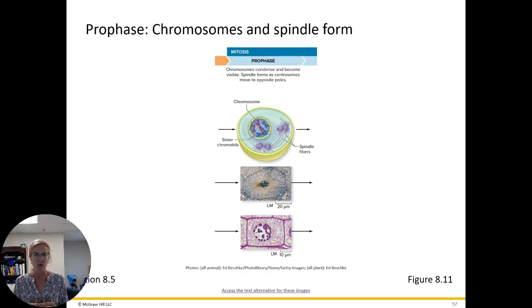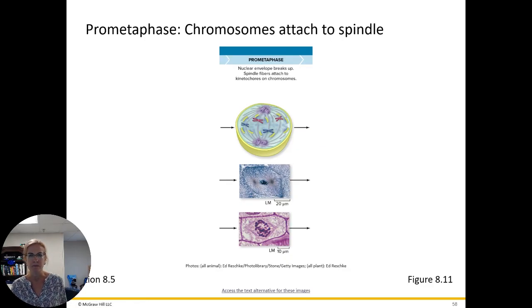And the centrosomes are sort of structural anchoring points for the spindle. The spindle is going to be like finger-like projections that, as we're going to see, help to actually move the chromosomes in the cell. So prometaphase is the next phase of mitosis.